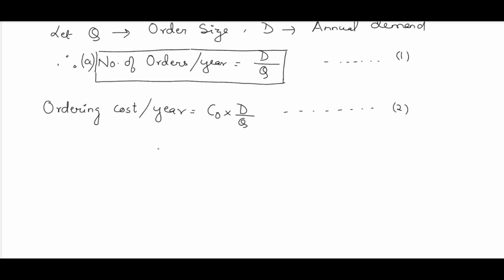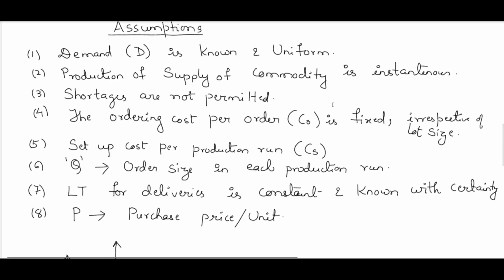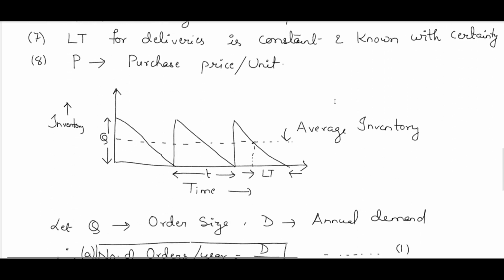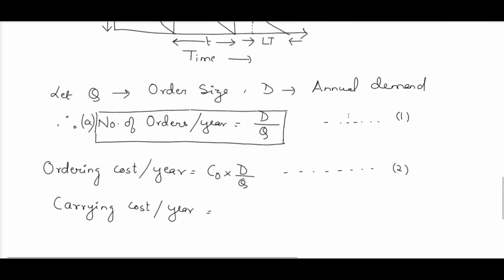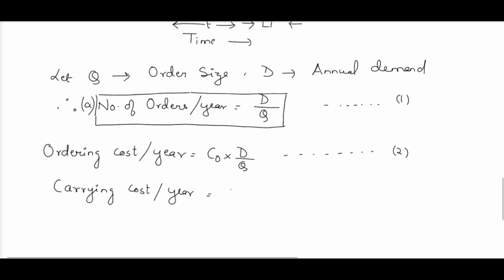Then carrying cost per year. What is the symbol for carrying cost? Here we have not assumed it, but you know that carrying cost is your CC. I've told you carrying cost is associated with carrying the inventory. So it is CC, and it depends upon the average inventory. Average inventory, that is average order size, is your Q by 2. So total carrying cost will be CC into Q by 2. Carrying cost deals with the cost of carrying the inventory. So it is per year, taking this Q by 2. So it is your equation number 3.